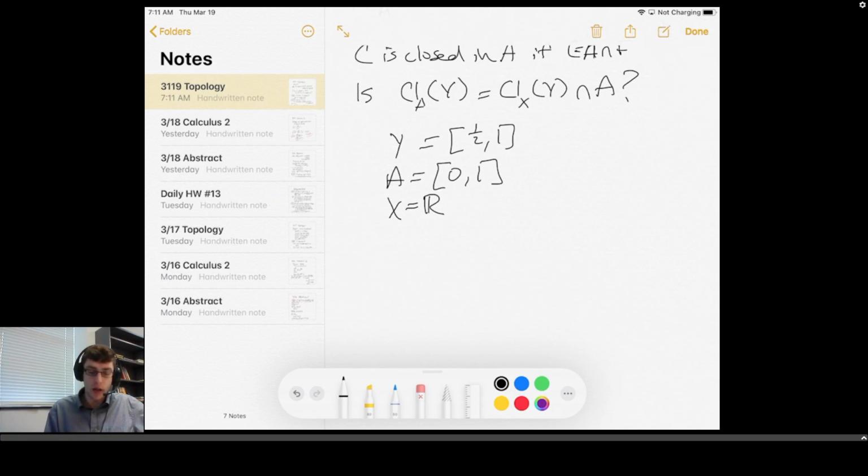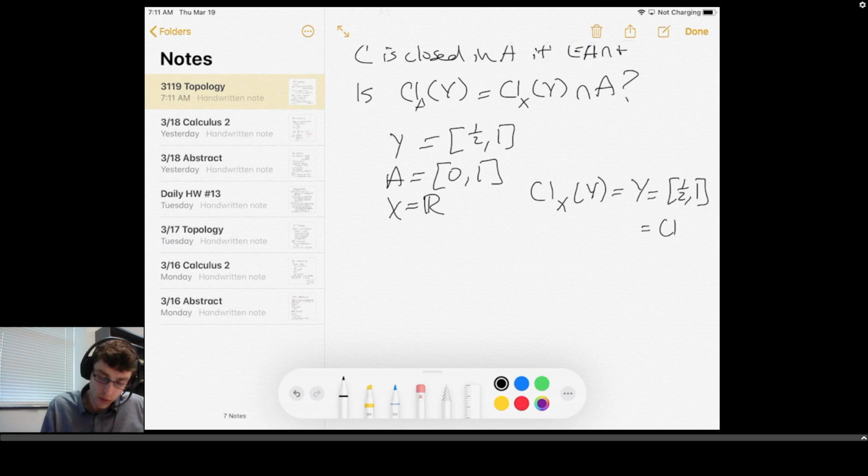So in this case, we already know that Y is closed, right? And it's also closed in X. So in this case, the closure of Y in X is Y. So it is 1/2 to 1. And obviously that is Y intersect A, or the closure intersect A. So this is equal to the closure in A of Y. So here, yes, it's true. And you would find even if we took away an endpoint, that would work.